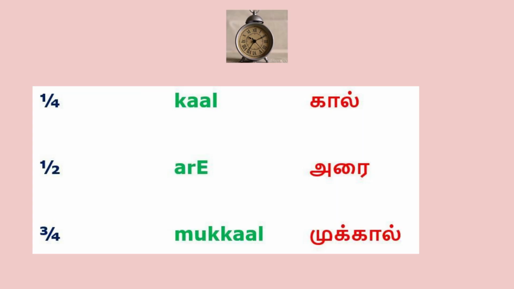Now let us go to the lesson. We'll see three very useful words. That is kal, meaning quarter, ara, meaning half, and mukkal, meaning three-fourth. This is very important for you to know, because when you say quarter past 2, half past 2, quarter past 6, or quarter to 7, these are the words that we use for that. Tamil has a slightly different pattern to say that. You understand this? Kal meaning quarter, ara meaning half, mukkal meaning three-fourth.